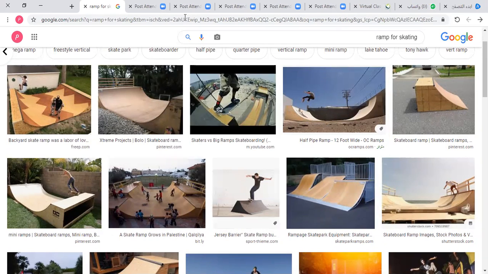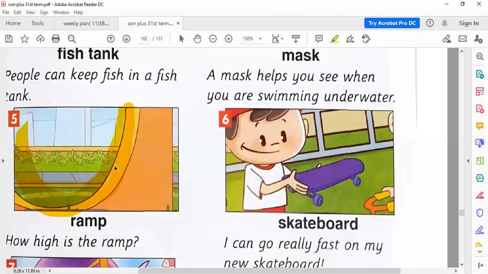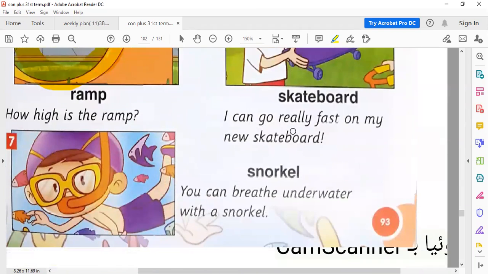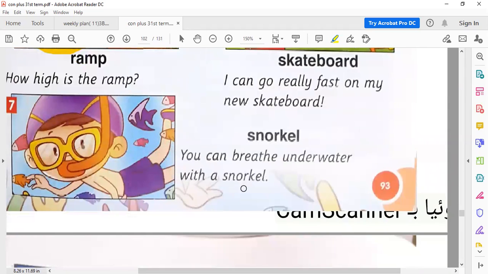I see it in Egypt. Okay, you see it? It's very good. Now this is a ramp. This is a skateboard. All right. Skateboard.